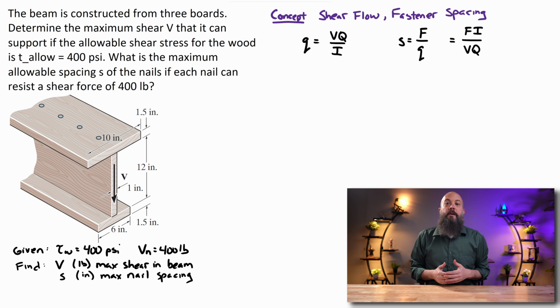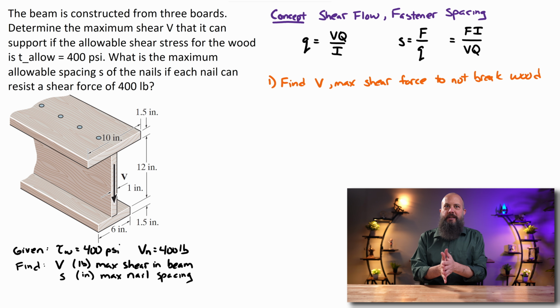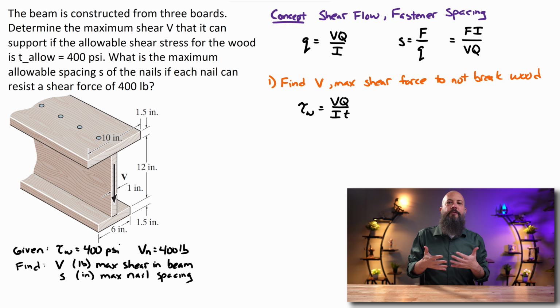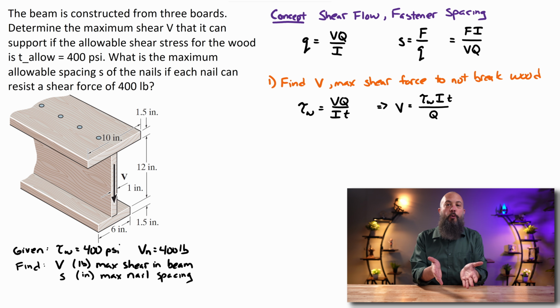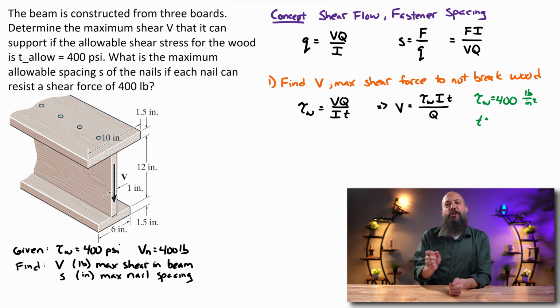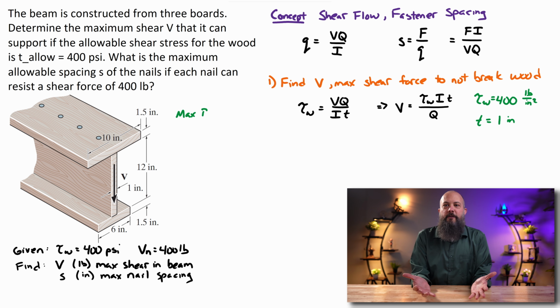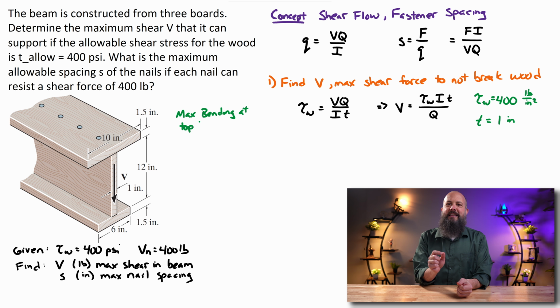All right, so first, we're trying to find V, the maximum shear force that would not result in the wood breaking. So for shear force, this is the transverse shear equation. Tau is VQ over I T. So we can rearrange this: tau I T over Q is the shear force. So we're given tau, the strength of the wood, 400 psi. T is going to be the thickness, and so we're going to grab the thickness at that 1 inch right in the middle of the wood.